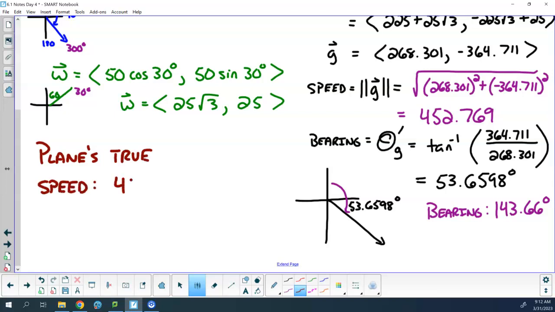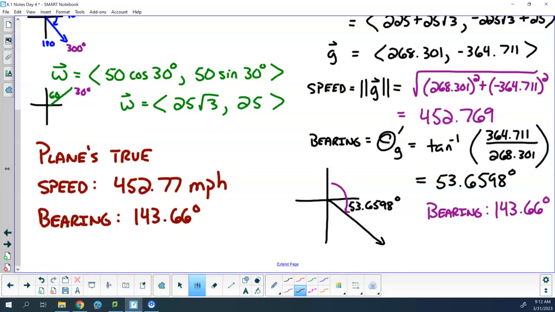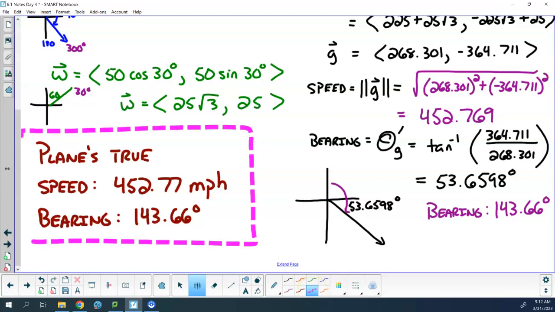So the plane's true speed is 452.77 miles per hour, and the true bearing is 143.66 degrees.